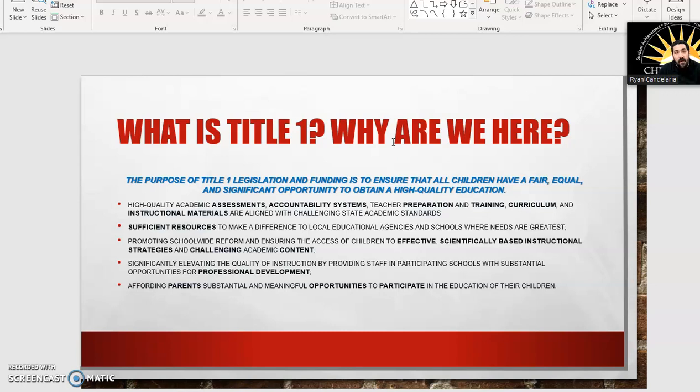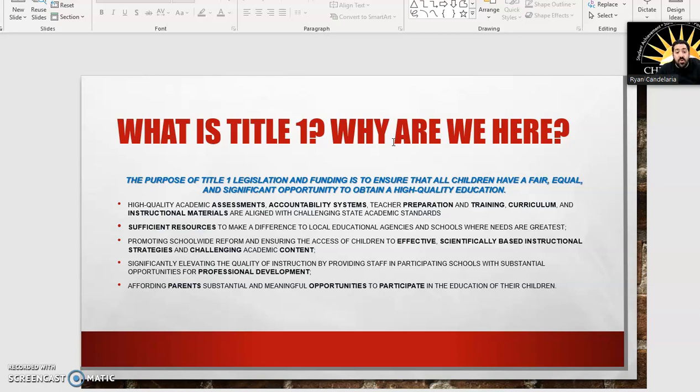The purpose of federal Title I funds, so money's coming from the federal government, is to ensure that every single child has a fair, equal, and a significant opportunity to obtain a high-quality education. And if you look at those 5 bullet notes, some of the key words to think about here is the fact that we have quality assessments and accountability, quality teachers who are using a quality curriculum, and instructional materials that are aligned with our Common Core standards.